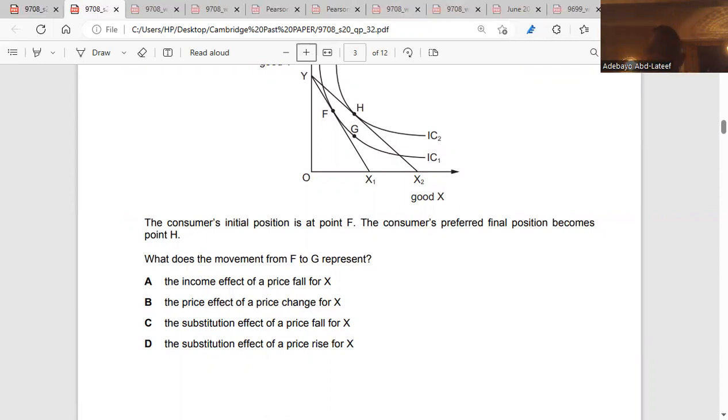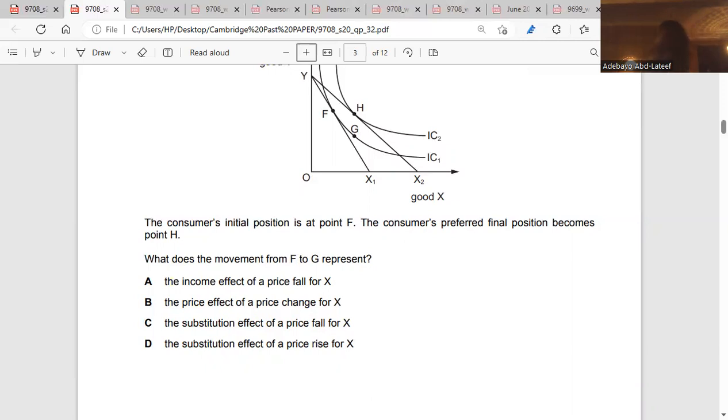But here we are talking about movement from F to G, not from F to H. If we were talking about F to H, we would be talking about the income level. The movement from F to G means that we are buying more of X products. So what would be the result of that? That means the substitution effect of the price for X.